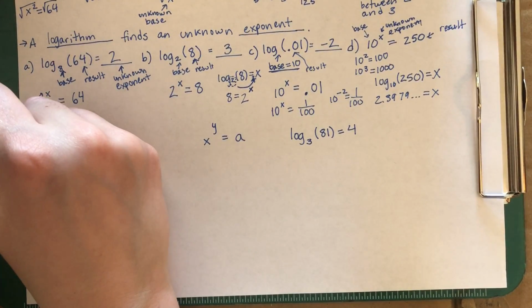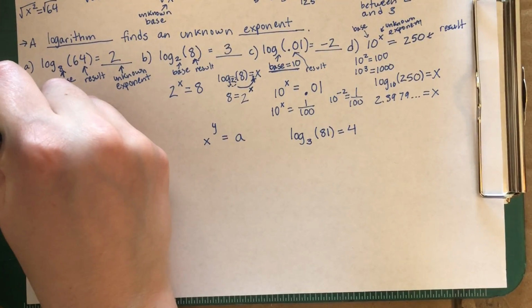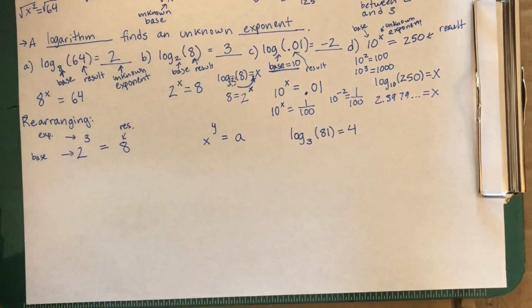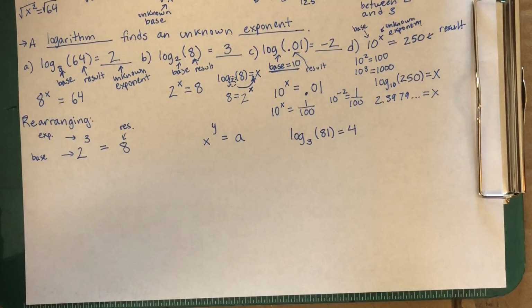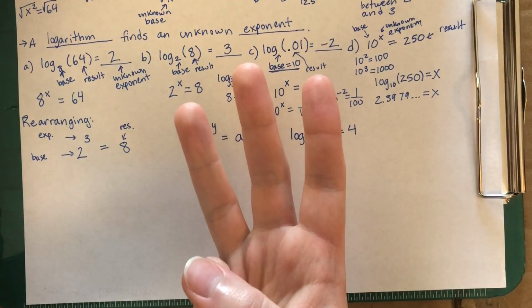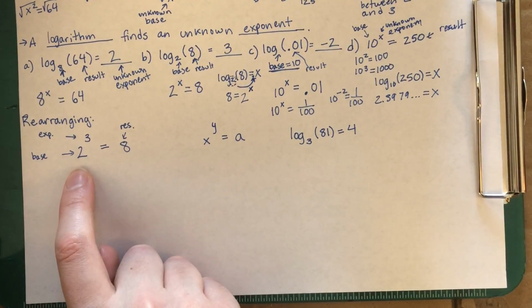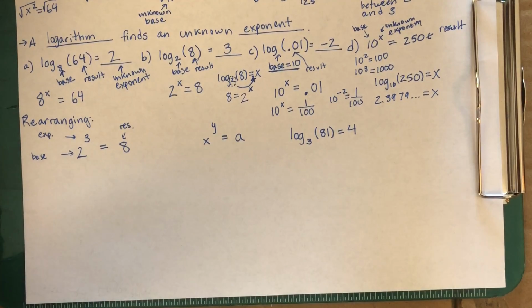So we have our base, we have our exponent, and we have our result. We can arrange these three numbers in this way. And what this means is that if I do 2 times 2 times 2, I get 8. So I have 3 copies of a 2 multiplied together, and I get 8 as the result.